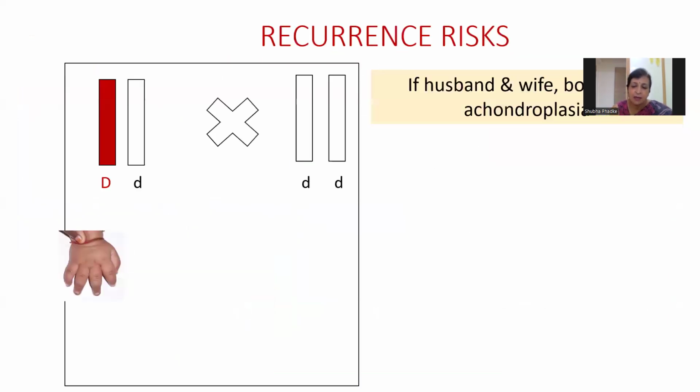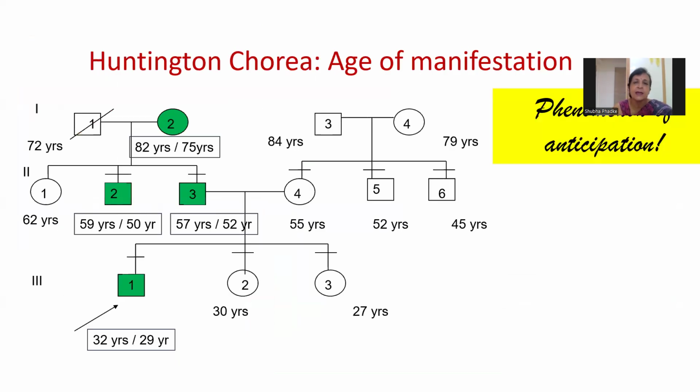The other form of incomplete penetrance is age-related penetrance, and you can see in Huntington chorea that the age of presentation of various affected members in the family may vary, and it is sometimes seen to decrease with generation, as you can see in this particular family, where the age of presentation decreased over generations.